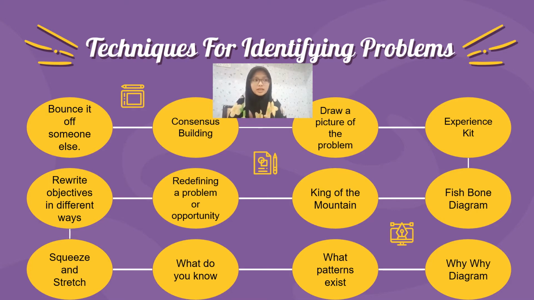Okay, there are 12 techniques for identifying problems, which are bounce it off someone else, consensus building, draw a picture of the problem, experience it, fishbone diagram, king of the mountain, redefining a problem or opportunity, rewrite objective in different ways, squeeze and stretch, what do you know, what pattern exists, and why diagram.